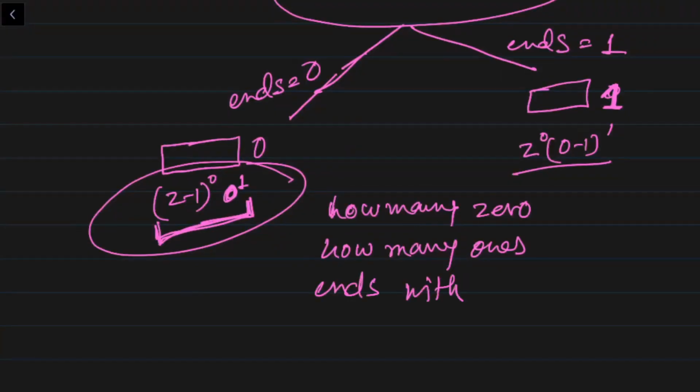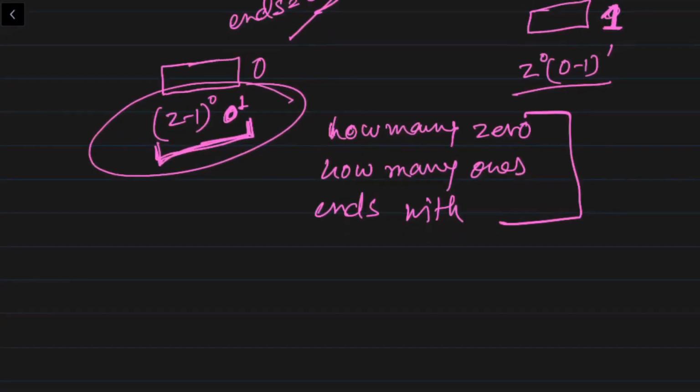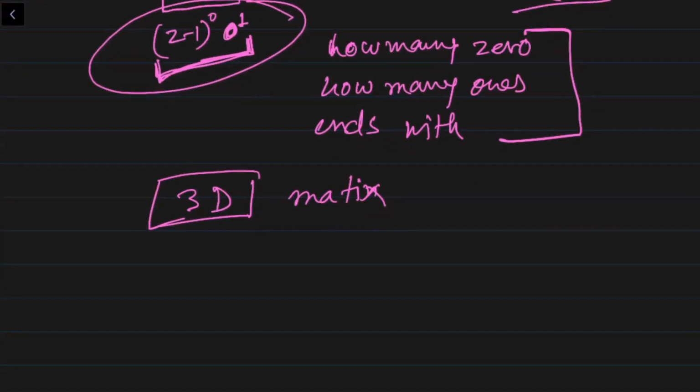So we have three parameters to track. So obviously we have to go for a 3D matrix. In the 3D matrix, the matrix size will be... our dp is going to be some int.